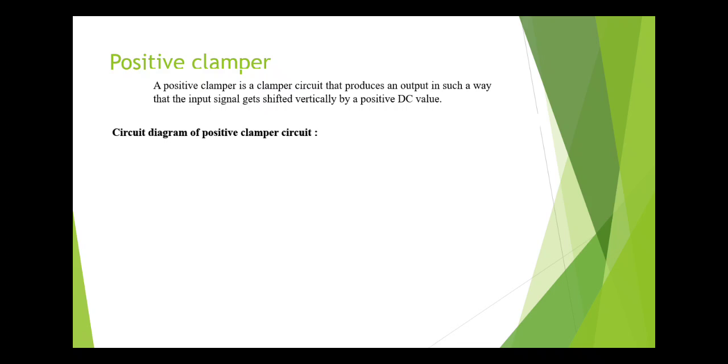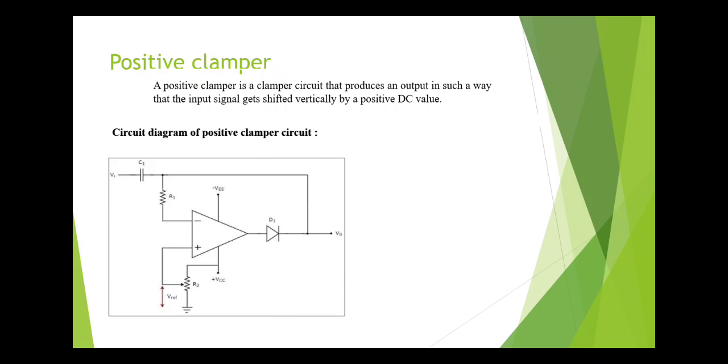Circuit diagram of positive clamper circuit. This is the circuit diagram for positive clamper circuit. In this circuit, a sinusoidal voltage signal Vi is applied to the inverting terminal of operational amplifier through a network that consists of capacitor C1 and resistor R1. That means AC voltage signal is applied to the inverting terminal of the operational amplifier.